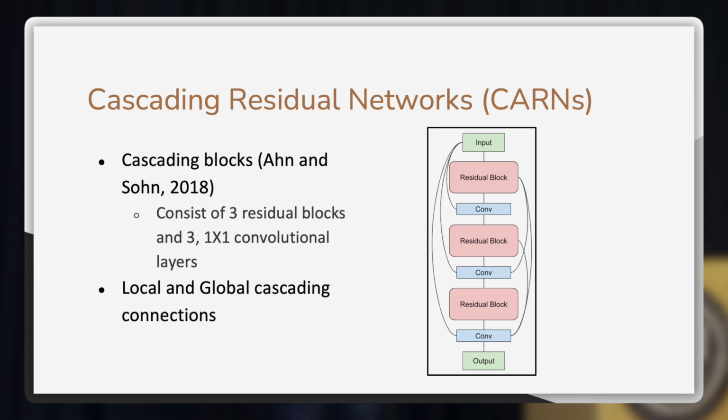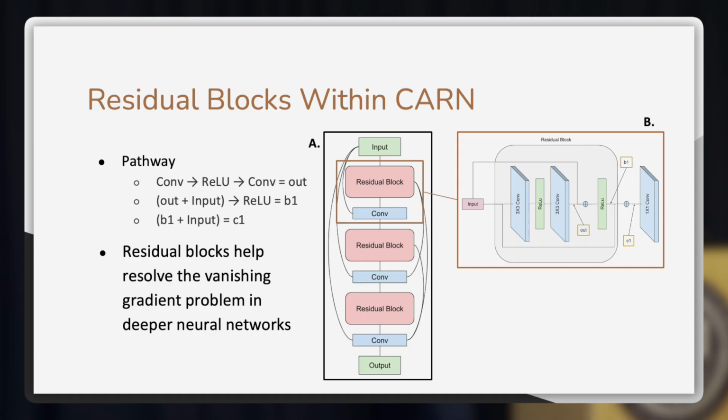And so my model, I don't have time to go into all of the competing models, but mine is a cascading residual network, which was proposed by An and Sohn in 2018, so it's relatively new. And it uses a sequence of 3 residual blocks that incorporate local and global cascading connections. And most of that probably meant absolutely nothing to many of you, so I shall explain.